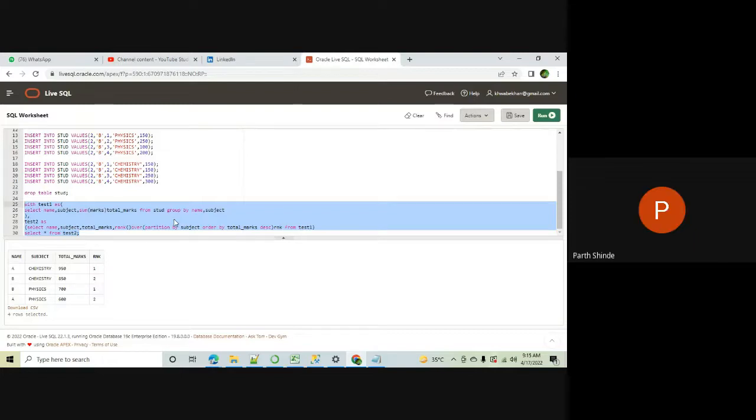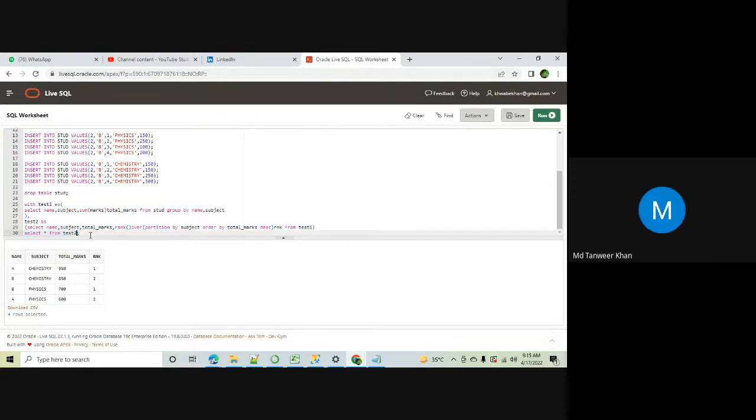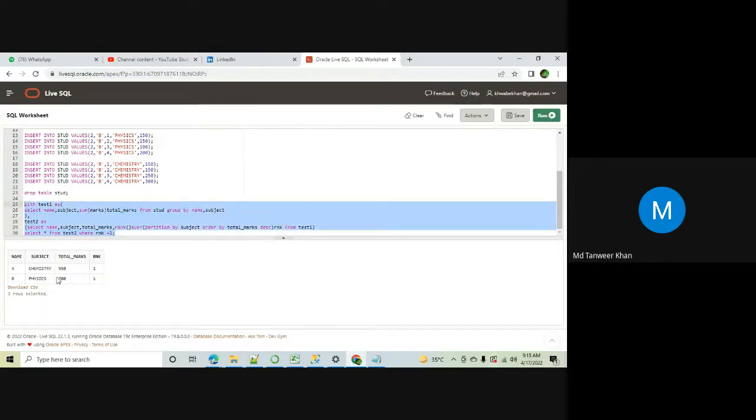We select records which have rank 1. Very good. Then on this, we will filter out the records where rank is equal to one. That's all. What is our output? In chemistry, A is the topper. He has scored 950. In physics, B is the topper. He has scored 700. Hope this is clear, guys.